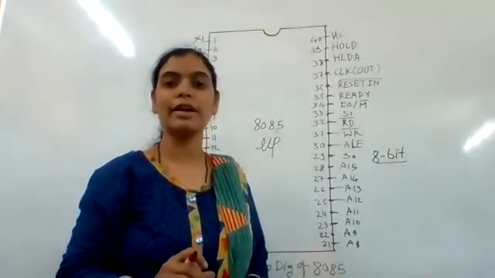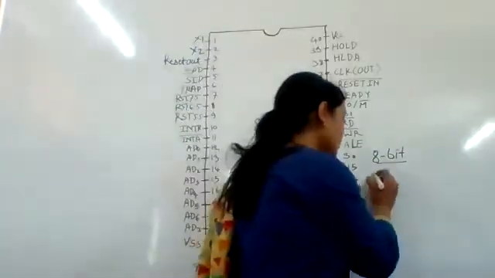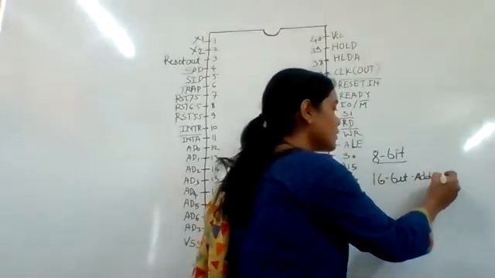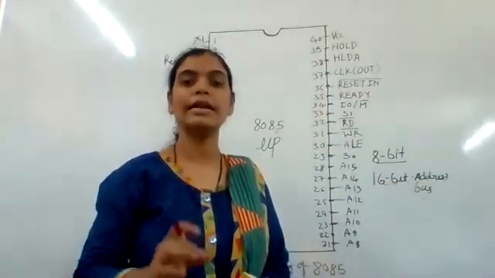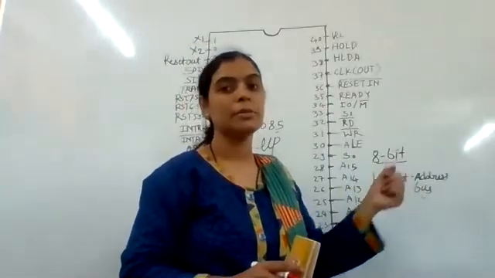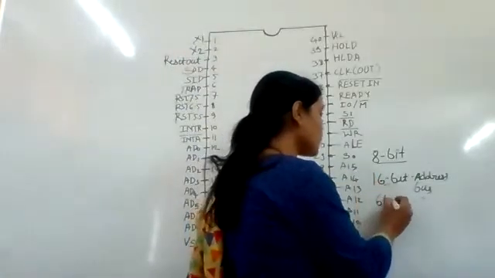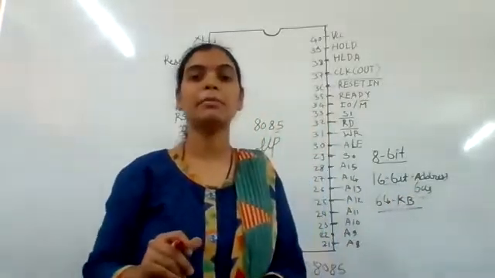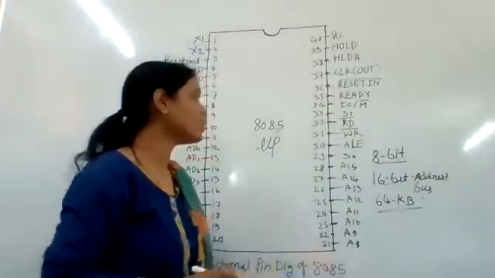The size of the address bus in 8085 is 16-bit. The size of the address bus in the 8085 microprocessor is 16-bit. Thus, it can address 64 KB of memory. The 8085 microprocessor has an IC with 40 pins.